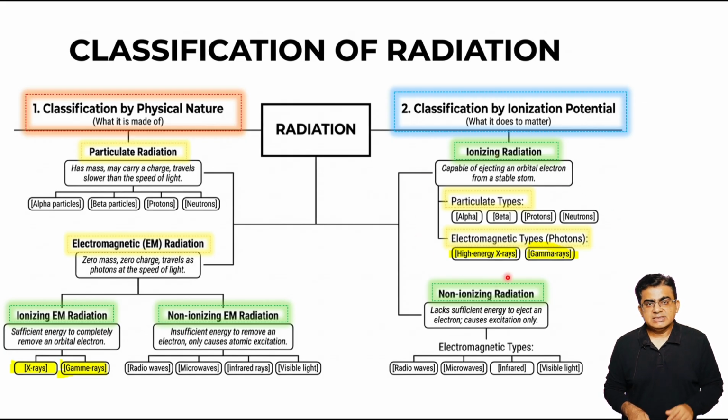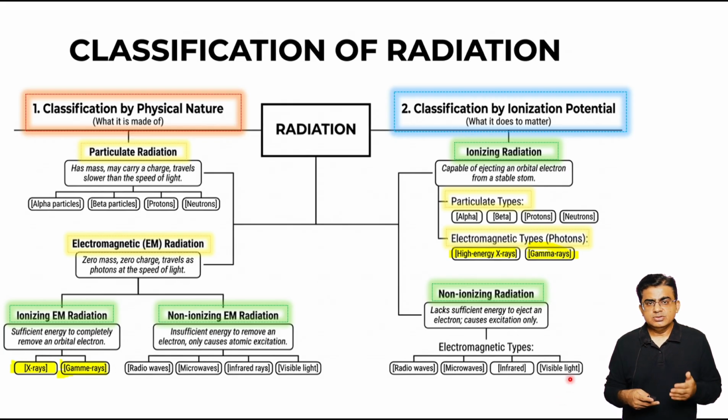Finally, look at the bottom right. Non-ionizing radiation does not have sufficient energy to eject an electron out of its orbit. All that it can cause at most is excitation only. There is no particle radiation in this group. It is only electromagnetic waves. For example, radio waves, microwaves, infrared waves, and visible light.